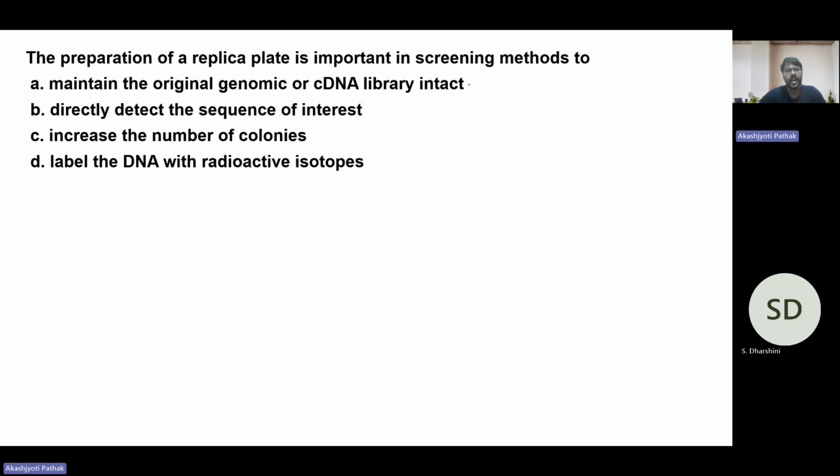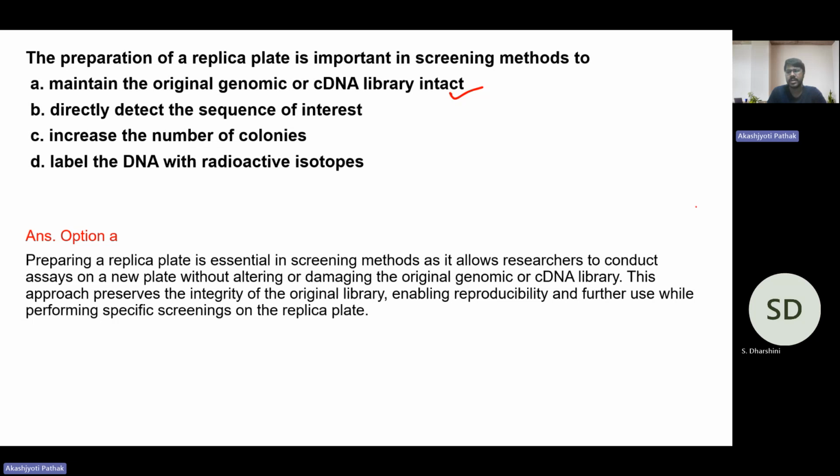So, to maintain the original genomic or cDNA library intact. Okay, you want to maintain the original copy of it. Genomic or cDNA. Answer is A. You can go through the explanation. So it mentions the same thing. It enables further use while performing specific screening on the replica plate.